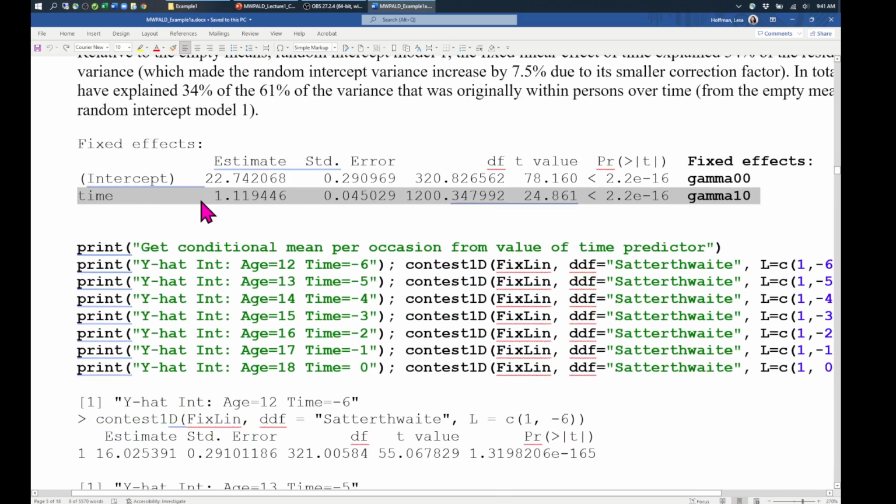So we now have an intercept that reflects the expected risky behavior at age 18 specifically, conditional on when time 0 is, and then time describes the increase in risky behavior per year up to that point. So for every year older the girls get, on average, they increase in risky behavior by 1.12. And here's my p-value that is significant to 16 decimal places.